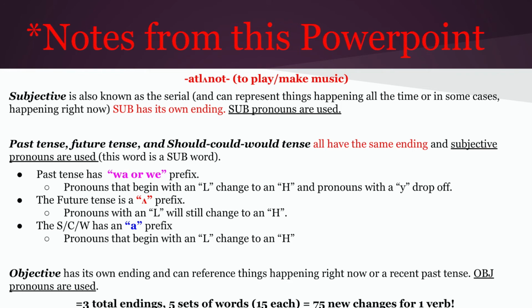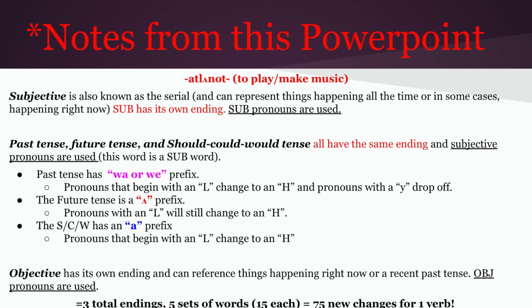Okay, so here are some important notes from this PowerPoint. Udlanot means to play or to make music. The subjective, it's also known as the serial. It represents things happening all the time, or in some cases, happening right now. The subjective has its own ending. Subjective pronouns are used for the past, future, and should-could-would tenses, those three sister stems, I'll call them. They all have the same ending. They are also all going to use subjective pronouns because this is what we call a subjective word or subjective verb.